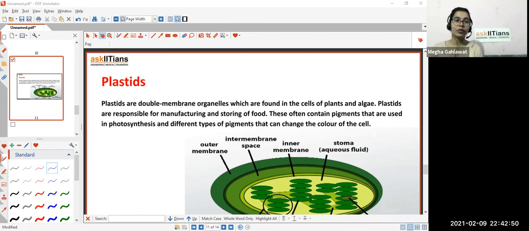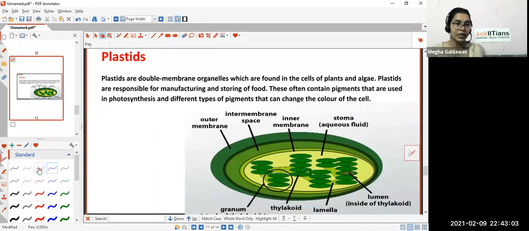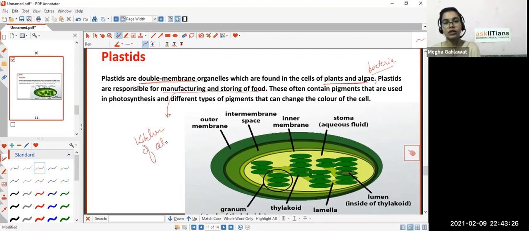And if they have that DNA, it is quite obvious that they'll also have ribosomes. And what kind of ribosomes? They'll have 70S ribosomes. First of all, they are double membrane bound organelles, just like the nucleus and mitochondria. Second, they are found in plants and algae, as I told you, and also in bacteria. Do not forget to mention that. Apart from that, they are responsible for manufacturing and storing food, and that is why they are called the kitchen of the cell.